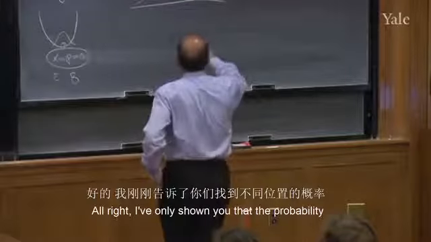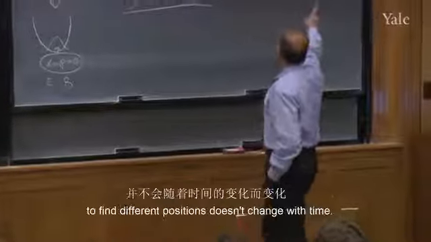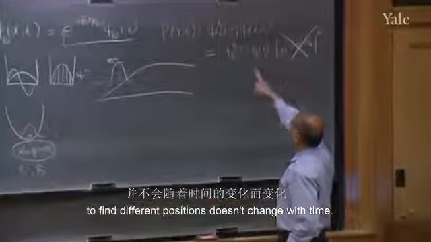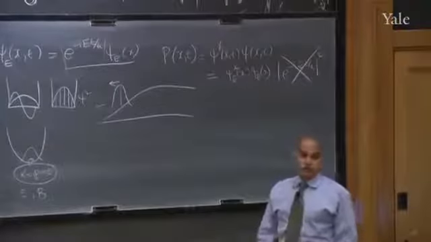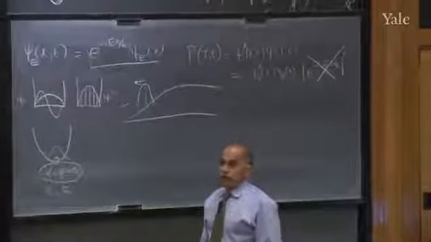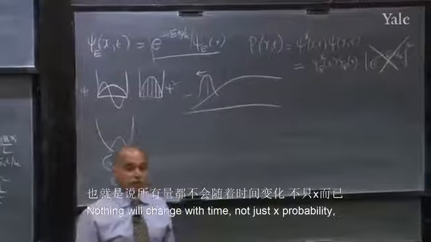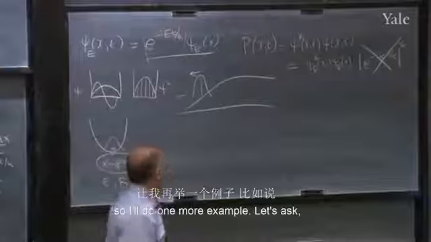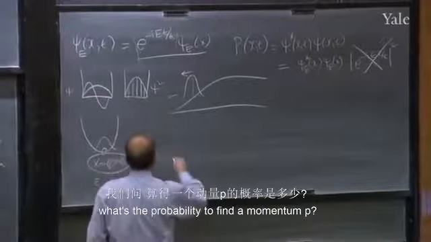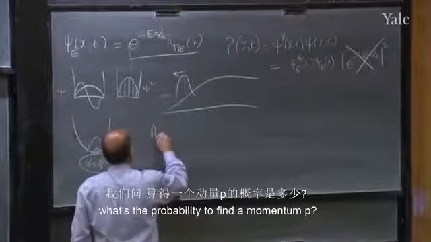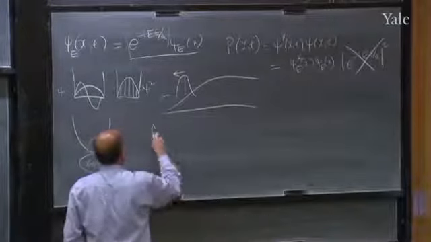All right. I only showed you that the probability to find different positions doesn't change with time. I will show you the probability to find different anything doesn't change with time. Nothing will change with time, not just the x probability. So I'll do one more example. Let's ask, what's the probability to find a momentum p?